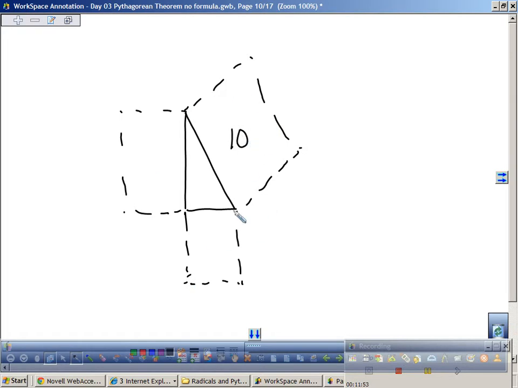If this area is 10 and this area is 4, what's this area? Four plus what? Because you have to add these, right? 4 plus what makes 10? How did you do that? You add it in your head.